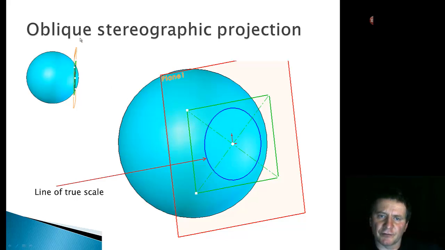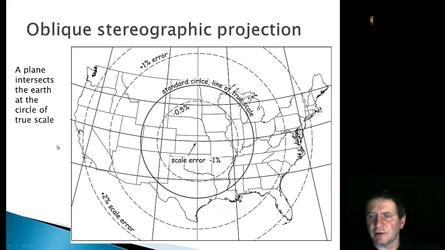The oblique stereographic projection. Here what you're going to do is take a plane and slice it through the earth, and so these sides of the map are going to be compressed going down, and over here they're going to be expanded coming out. So the line of true scale ends up being just a circle. So this would be sort of the approach if you wanted to map the poles.